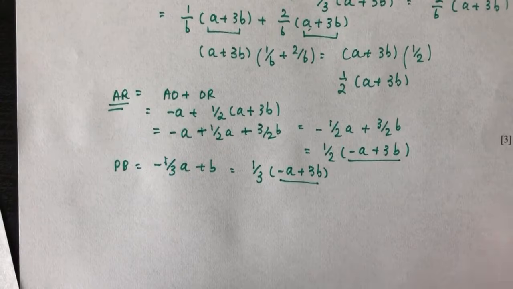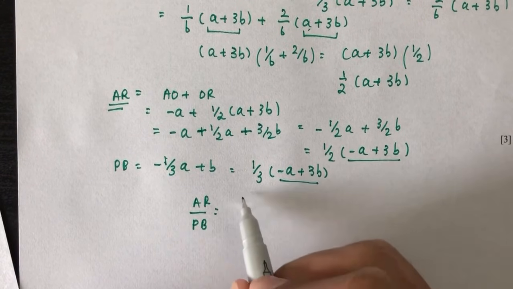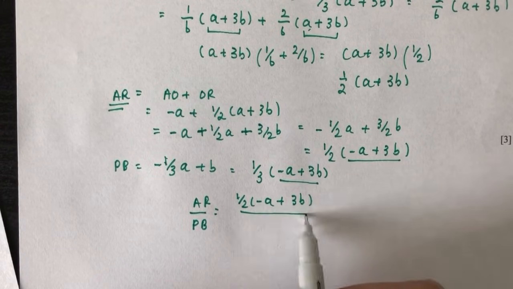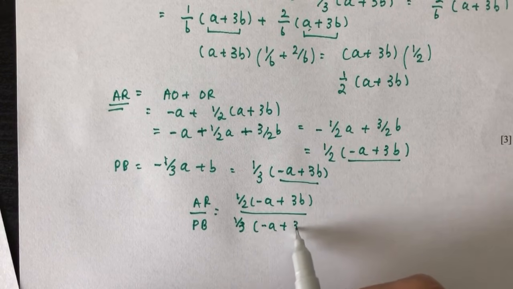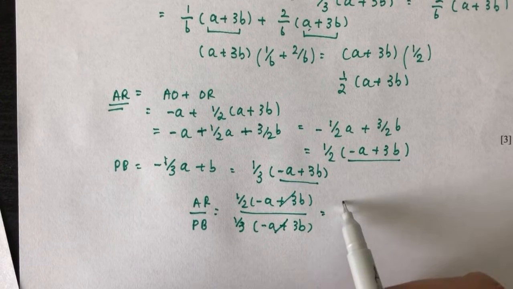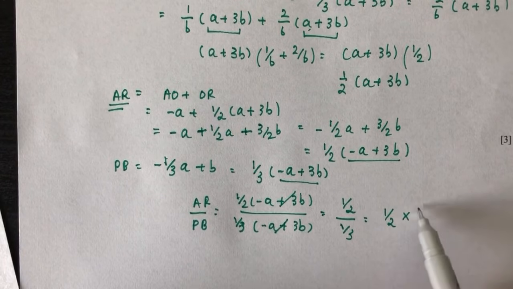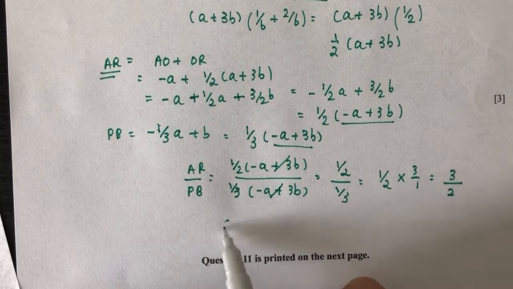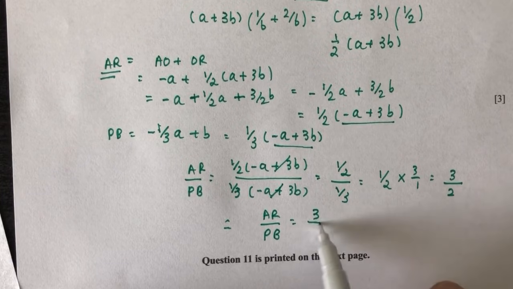We can find the ratio. What is the ratio of AR to PB? It will be 1 over 2 of minus A plus 3B divided by 1 over 3 of minus A plus 3B. So this will go away and this will go away. We'll have 1 over 2 divided by 1 over 3, which is 1 over 2 times 3 over 1, which is 3 over 2. So here we have AR divided by PB is 3 over 2.